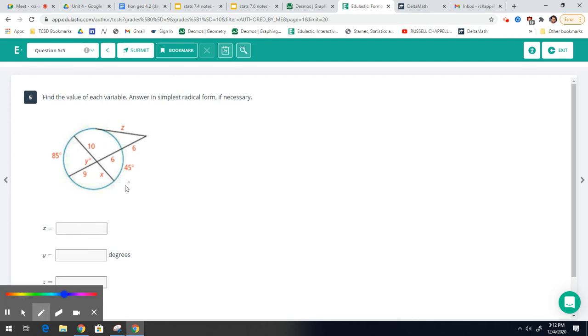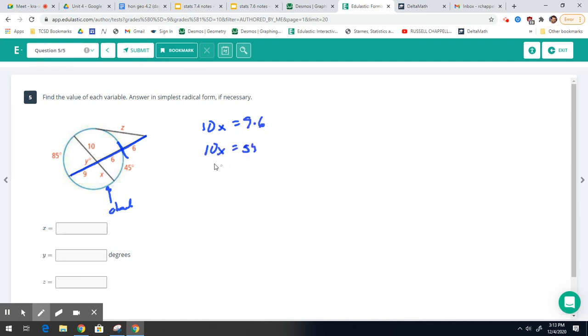So x is on a chord. So x is part of a chord. The other chord is 9 and 6. Notice that it extends beyond the circle to be a secant. But if you cut it off right here, the 9 and 6 are parts of a chord. You can do the two chords with 10 and x and 9 and 6. 10x equals 54. Divide by 10, divide by 10. X is 5.4.